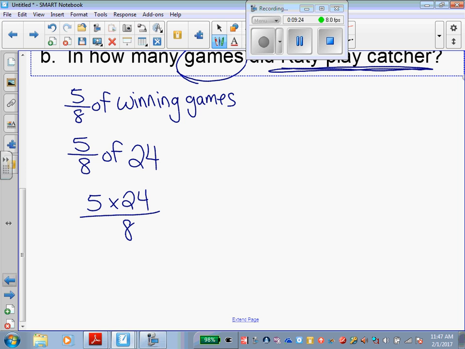All right, we want to simplify before we have to solve, because simplifying before we solve is easier than saying 5 times 24 and then that product divided by 8. So 24 divided by 8 is what? 3. All right, now what am I going to do next? Kiara. You're going to multiply 5 times 3. Okay, so how many winning games did she play in? 15.